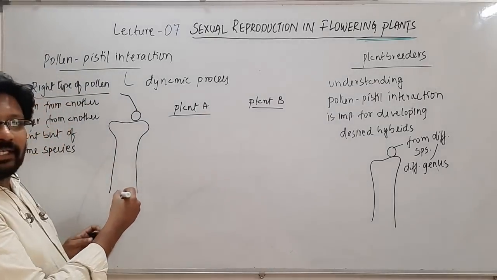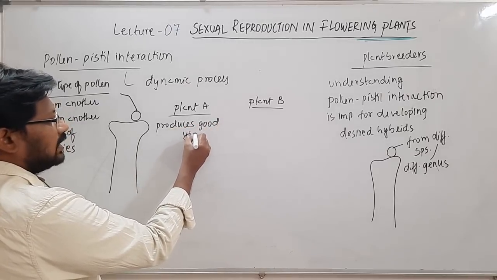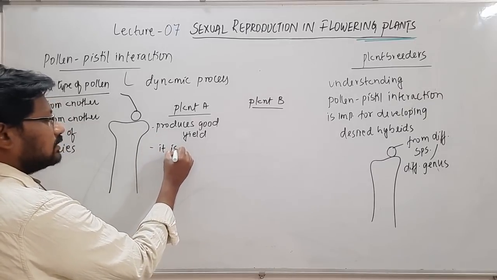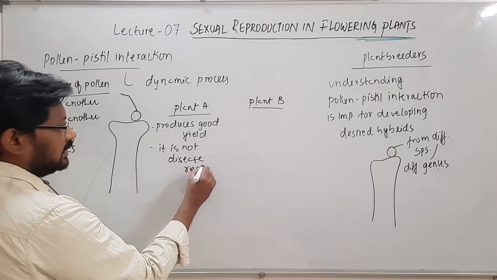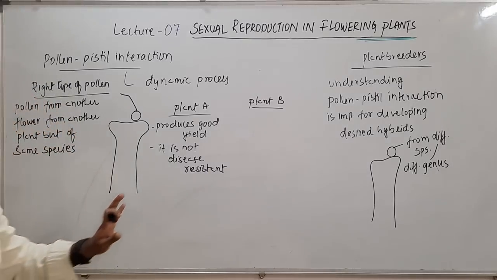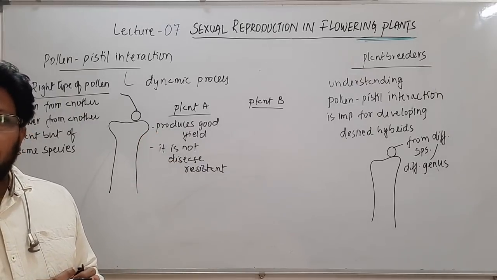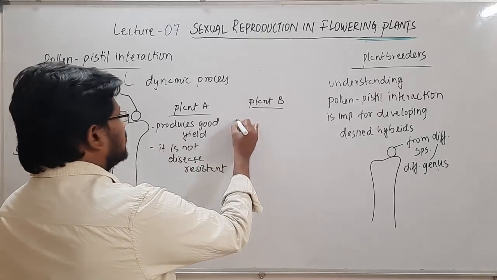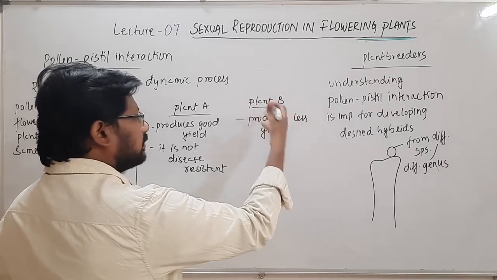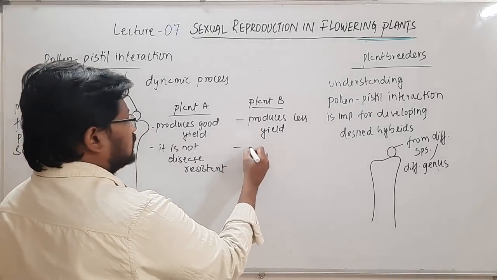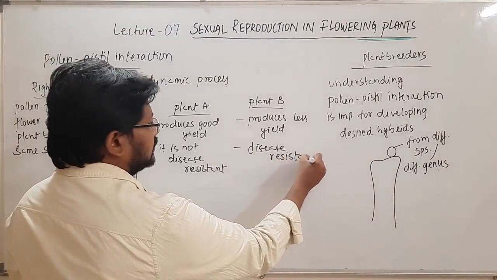Now in the case of plant A, this is the one that produces good yield, but the point is that it is not disease resistant. If we can make it disease resistant, then we will be able to get a very good yield, right? And we have another plant. In this case it produces less yield, so it's not that good at producing, but this one is resistant to disease.